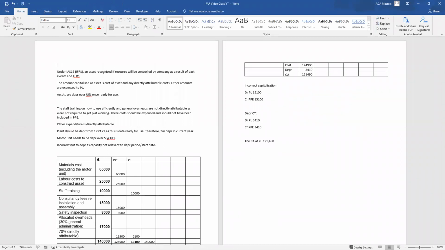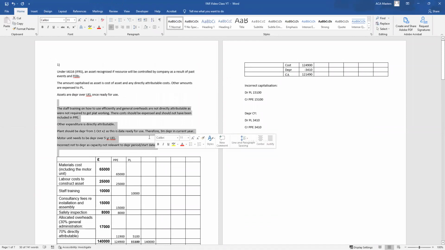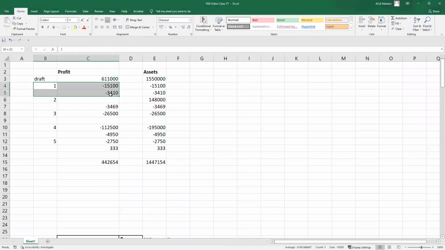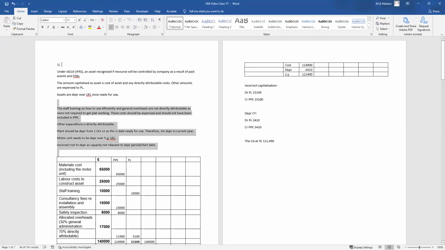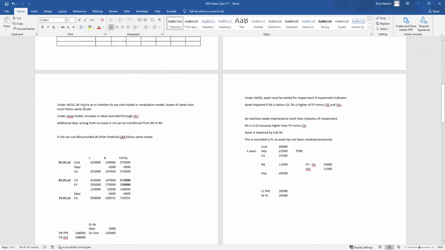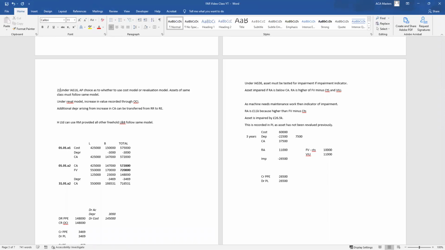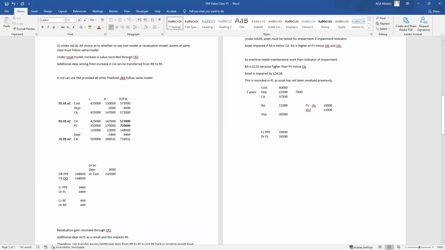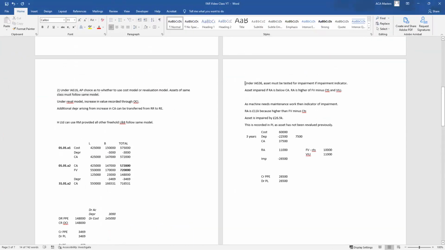So we can number these up. Issue 1: relevant parts of the standard, apply it to the scenario, calculate the numbers, journal entries, and then immediately after include any impact that this issue has on the draft figures that you need to do for the next part. And then on to issue 2, same thing. Relevant parts of the standard, apply it to the scenario, numbers, journals, overlay it here.